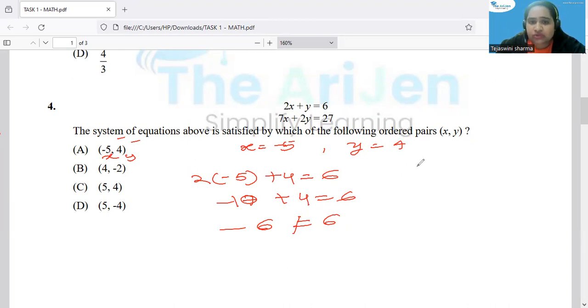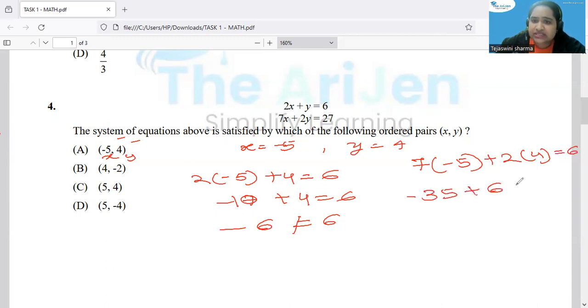Then when I use the same values for the second equation, it is 7 multiplied by -5 plus 2 into 4 equals 6. So when I do so, I will have -35 plus 8, sorry, and that equals 6, right? I am doing correctly. So when I solve it, I will have -27 equals 6, which is not true. So these values do not satisfy the given two equations. So this system of equations is not satisfied by the values in option A.